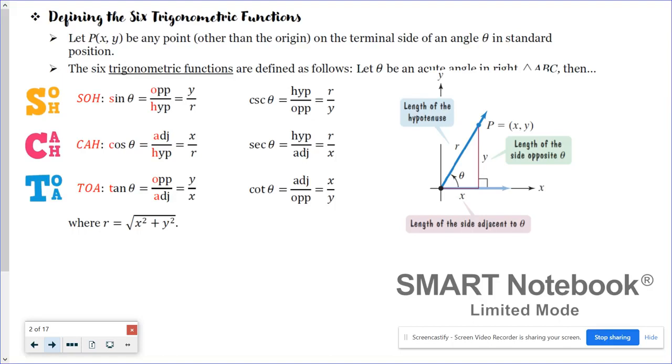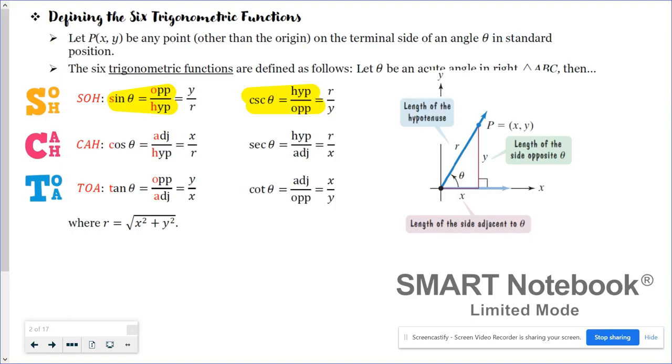So what about these other three? Let's check this out. We got cosecant is the hypotenuse over the opposite. They took sine and they flipped it, because sine is the opposite over the hypotenuse, and cosecant is the hypotenuse over the opposite. So it's just the reciprocal.